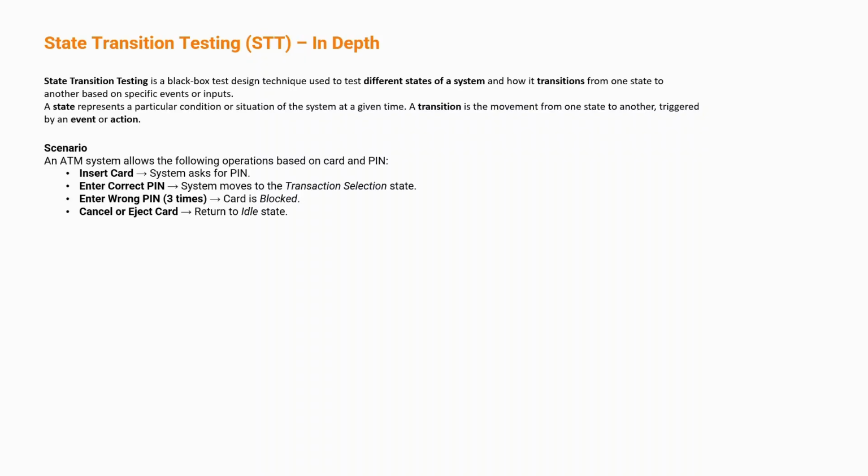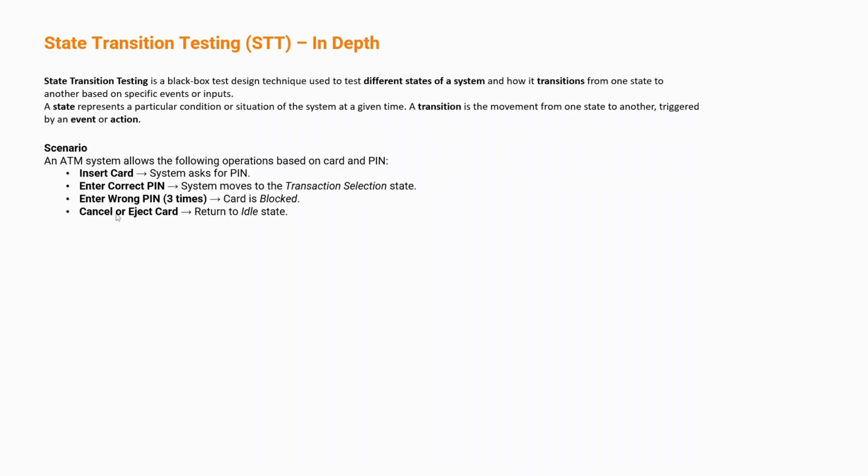One of the scenarios that we can use is the ATM withdrawal. An ATM system allows the following operations based on the card and a PIN. The ATM machine is in idle state, and you insert a card. The system asks for the PIN. Then if you enter a correct PIN, the system moves to the transaction selection state. If you enter a wrong PIN 3 times, then your card will be blocked. And if you cancel the transaction or eject the card, it comes back into the idle state. These are the different states that the ATM machine can go into.